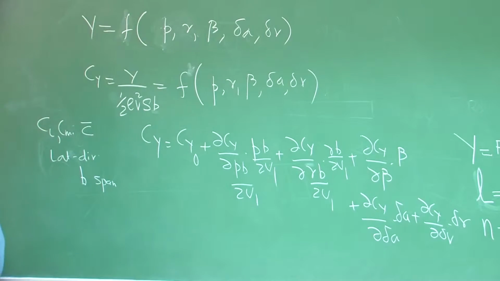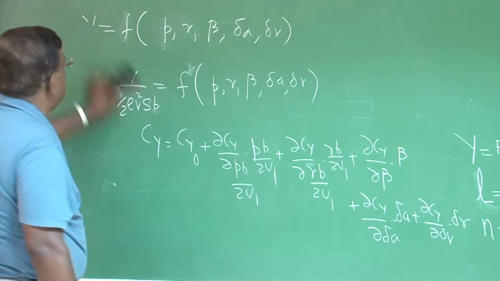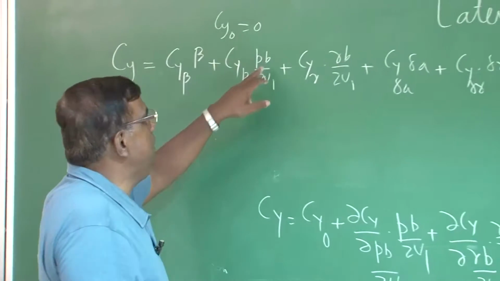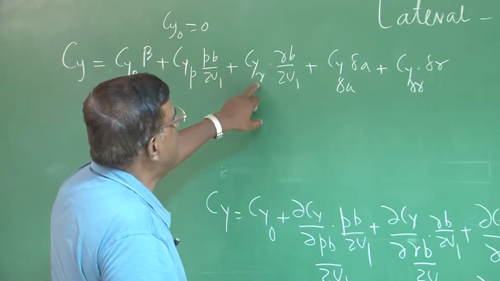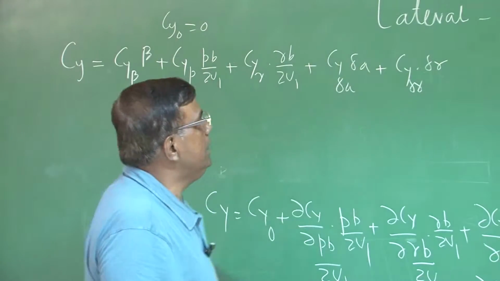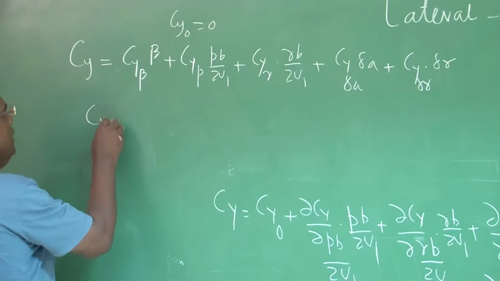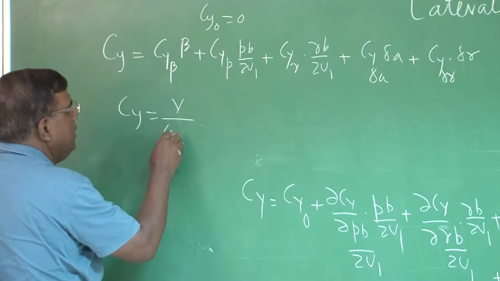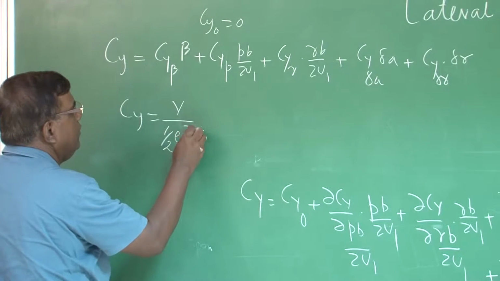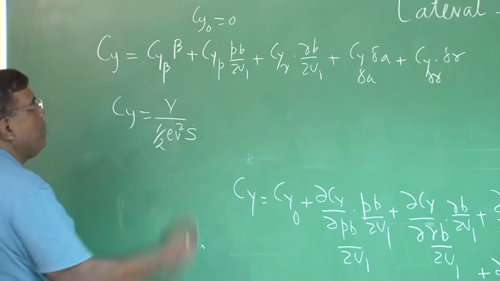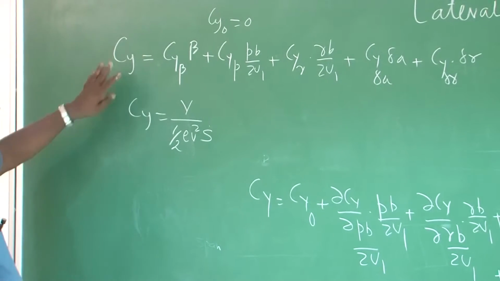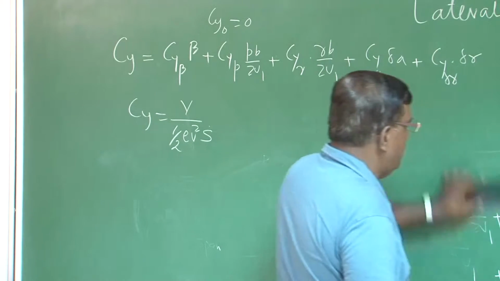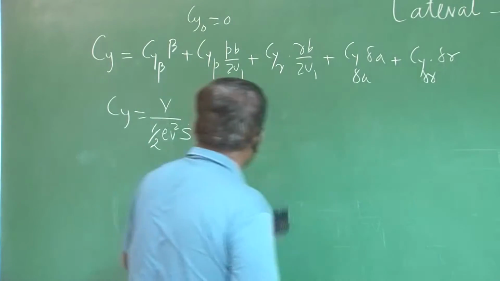In short notation, we can write this as Cy equal to Cy beta into beta plus Cyp into Pb by 2u1, and Cyr, Cy delta a and Cy delta r, where Cy is side force Y non-dimensionalized with dynamic pressure half rho V squared into S. If I know this, I can easily write the expression for Cl and Cn.